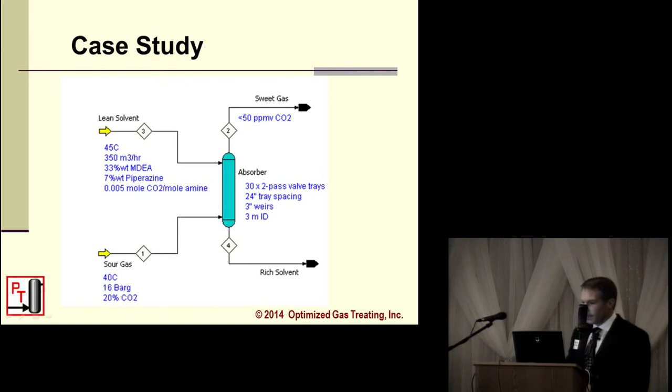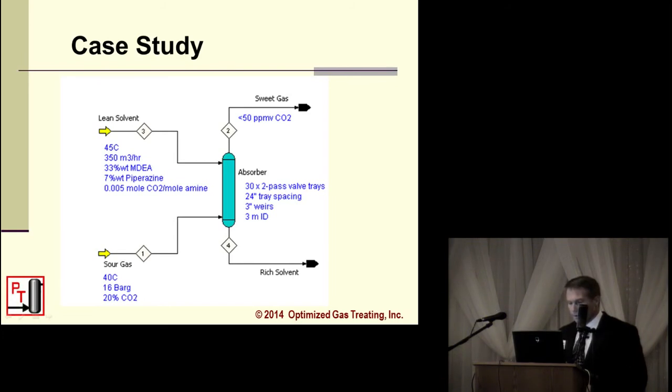Okay, I've got a case study for a gas stream, 20% CO2, fairly high pressure, 16 bar gauge. I'm going to have to apologize for the SI units. This was written for the European audience. If we need to do some quick translations, I will do those. 16 bars, which is several hundred pounds, 40 degrees C, maybe 100, 105 F.